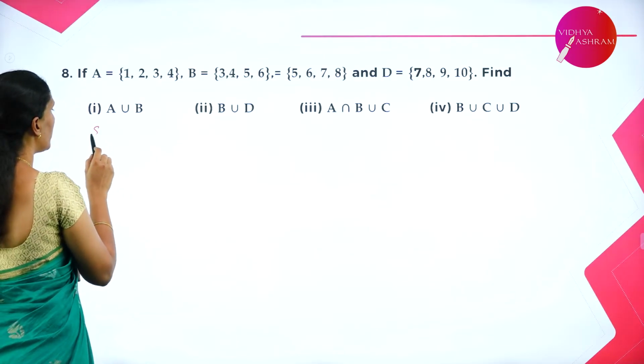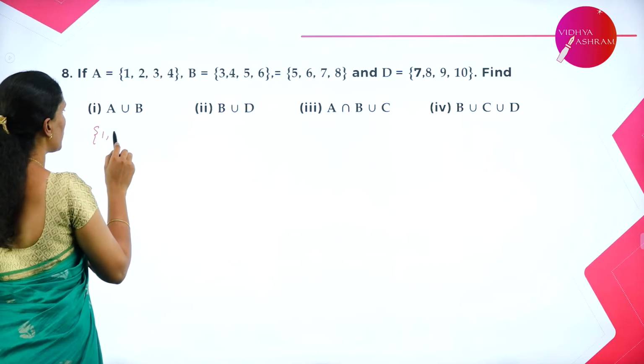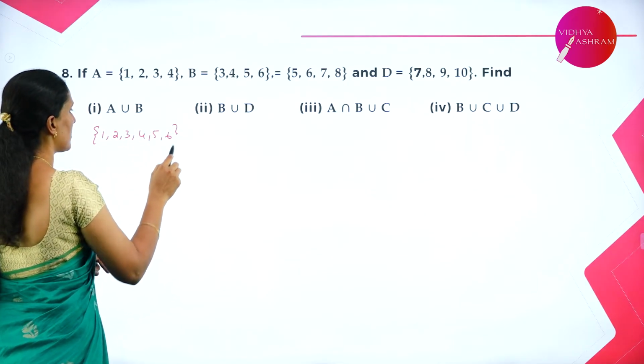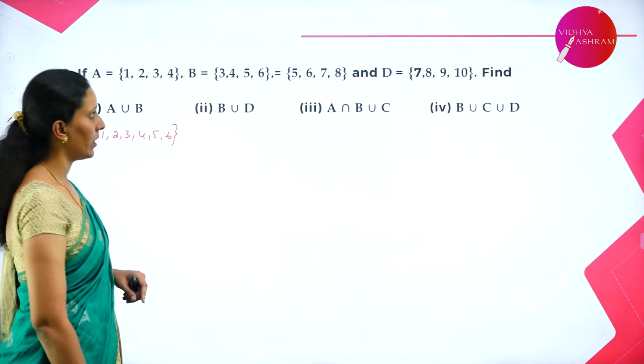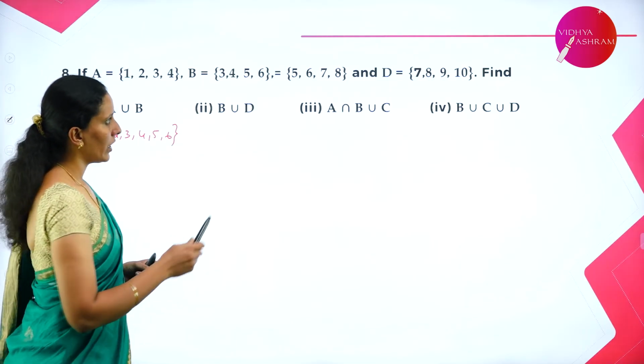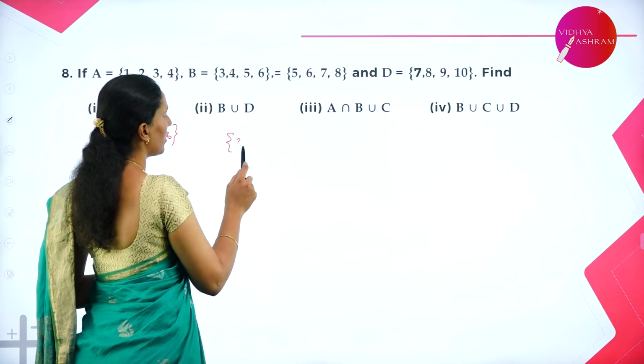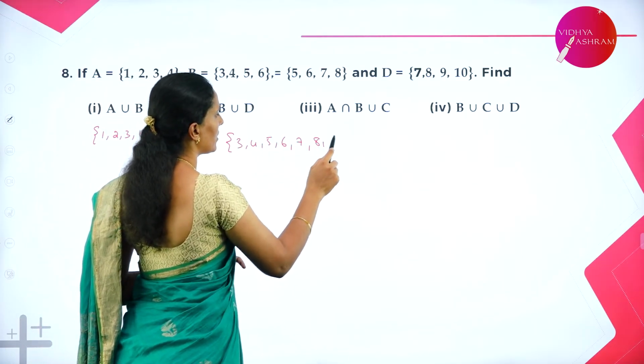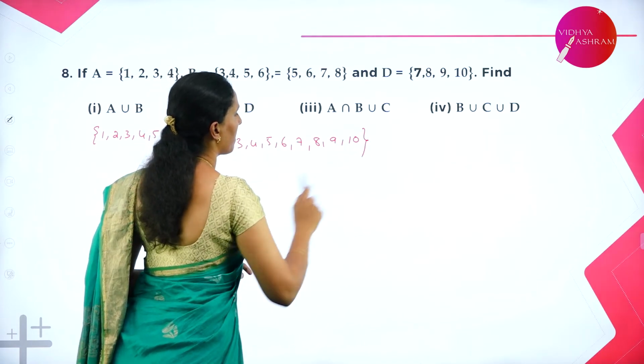The very first one, we are taking the union of A and B. So we need to write all the elements, that is 1, 2, 3, 4, 5, 6. So this is our A union B. Next I need to take B union D. So B union D is 3, 4, 5, 6, 7, 8, 9, 10.